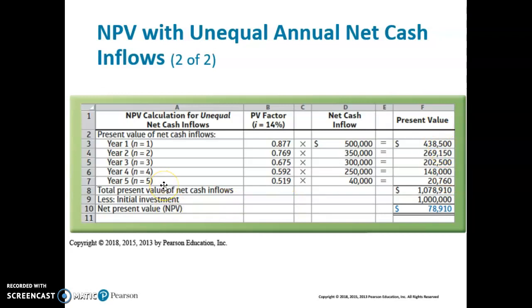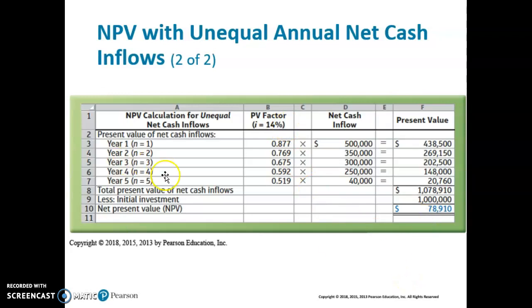So the present value of net cash inflows is 1078. The initial investment is $1 million. This one is making $78,910 above that initial investment. So it meets the 14% discount rate, or that requirement. Okay, and it's got a pretty good return here.